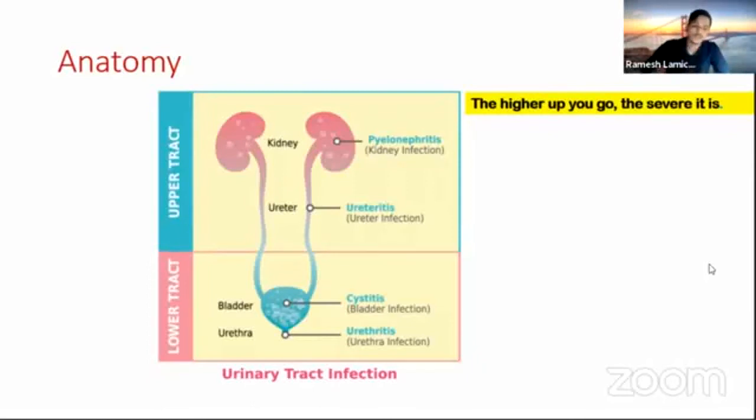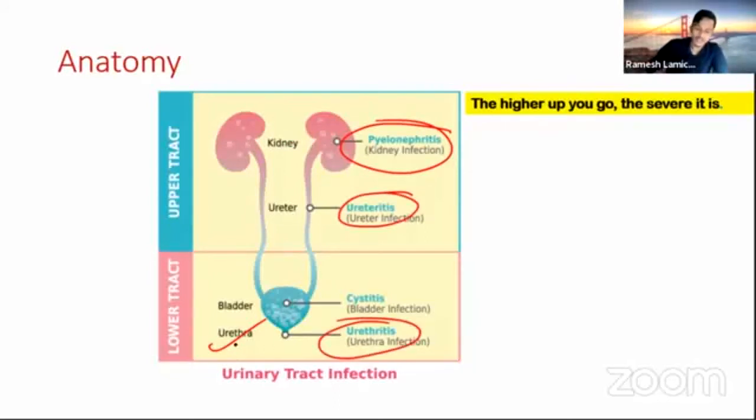And whenever there is an infection in the bladder or urethra, that is lower urinary tract infection. One thing is, the higher up you go, the more severe it is. So what does it mean? It means that pyelonephritis is the most severe one, then ureteritis, and urethritis is the least severe one.